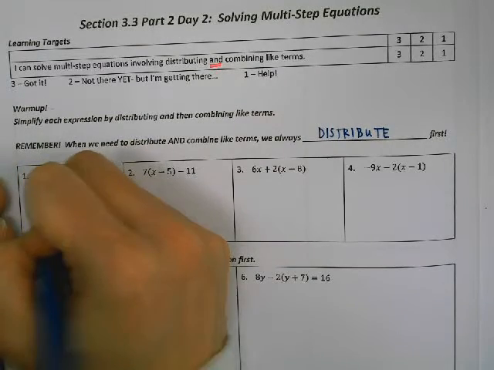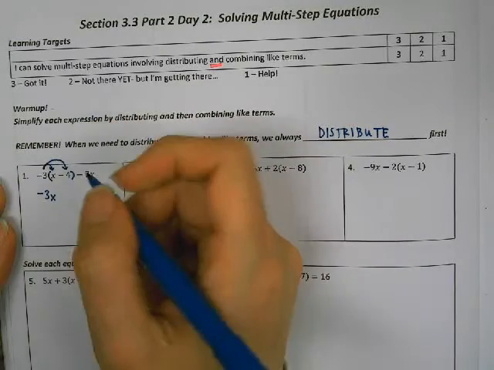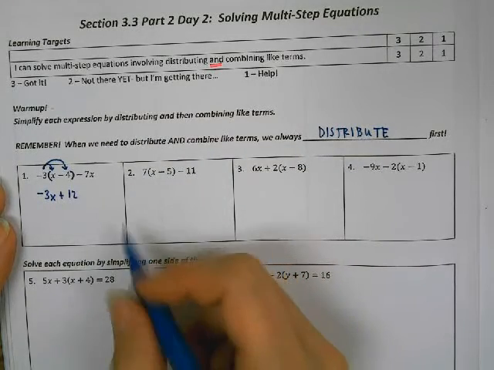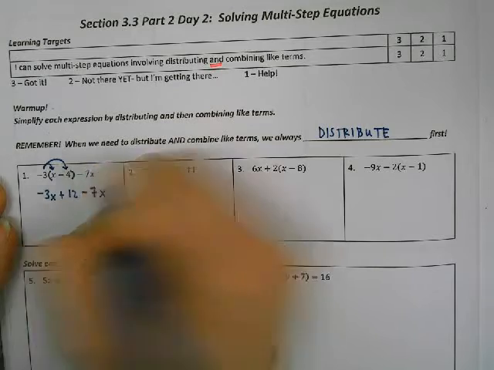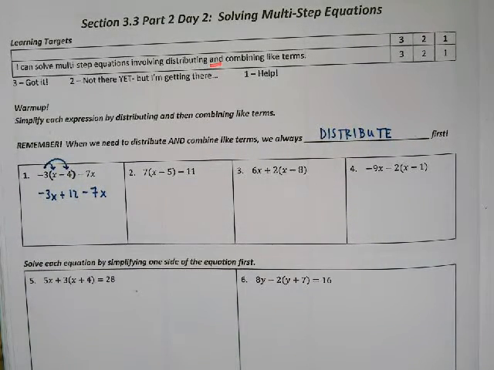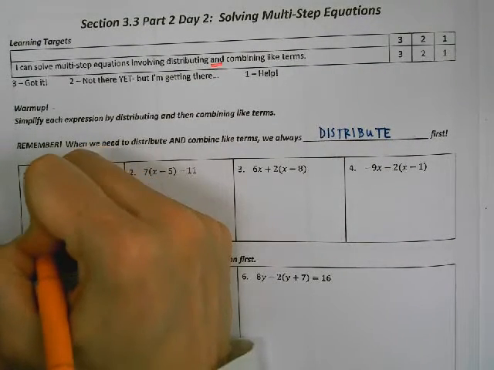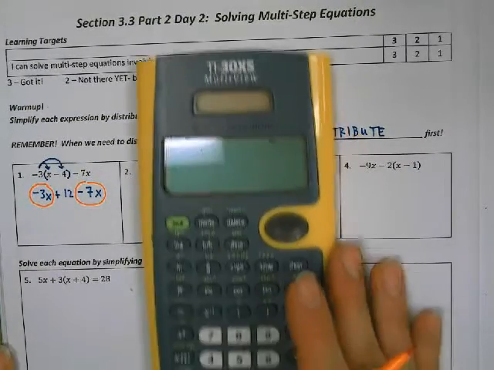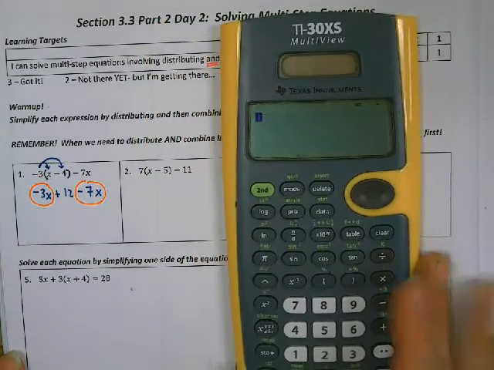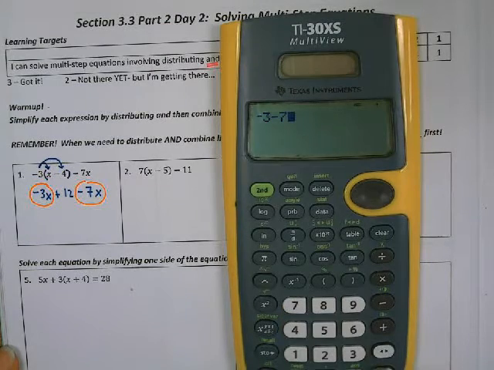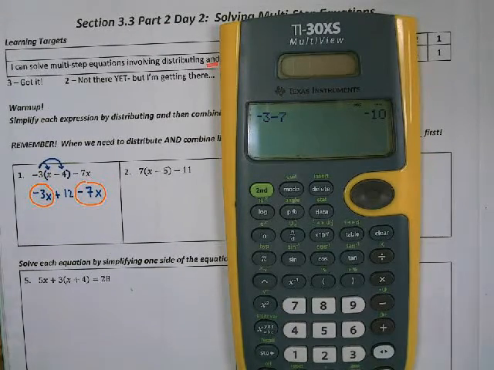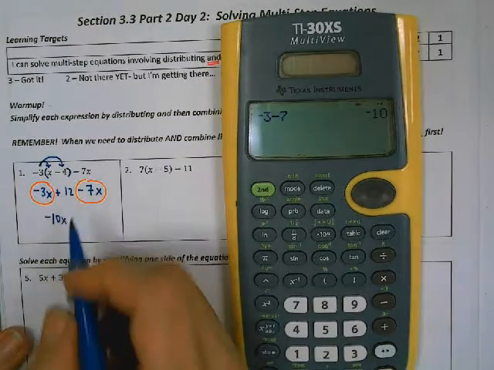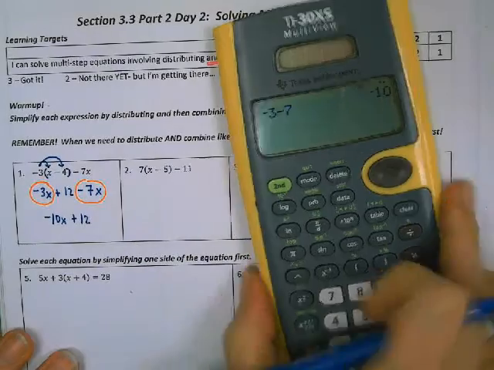Negative 3 times x gives me a negative 3x. Negative 3 times a negative 4, we're being really careful with our signs, is a positive 12. And then I go ahead and I bring down that loner term. So I have a minus 7x. So I'm left with an expression where I just need to combine my like terms. So if I look, I notice I have a negative 3x and a negative 7x. So again, we're going to be very careful with our signs. And in our calculator, what we're going to enter is negative 3 minus 7. And that's going to give me a negative 10x, and then I bring down my loner term, my plus 12. So I've fully simplified that expression.